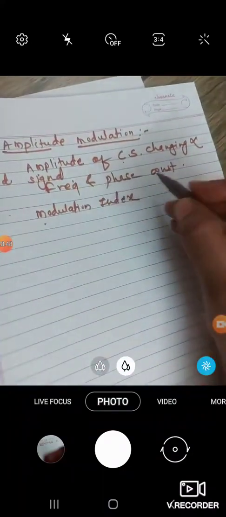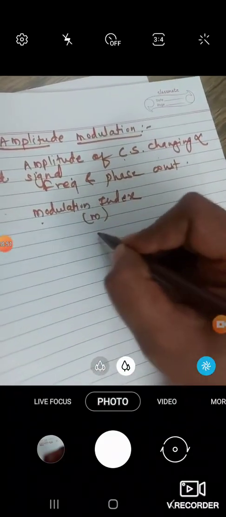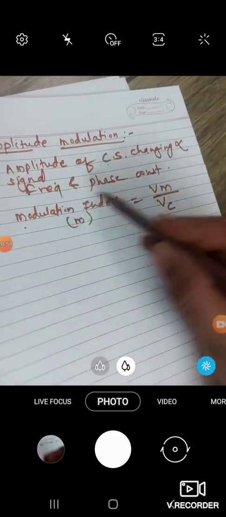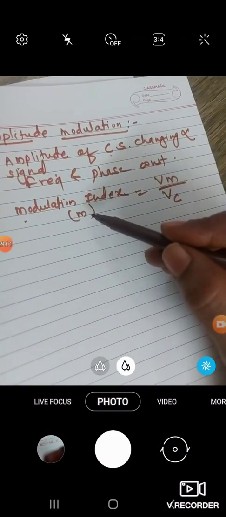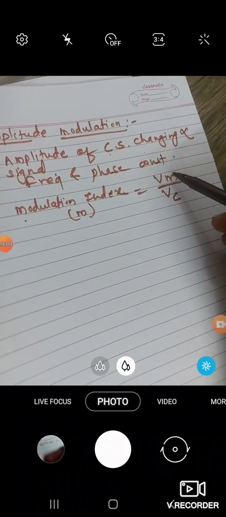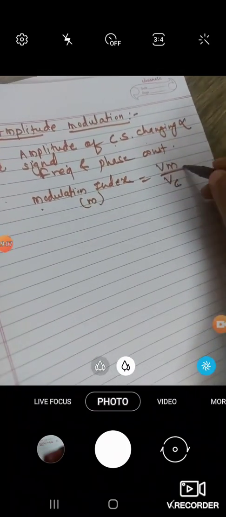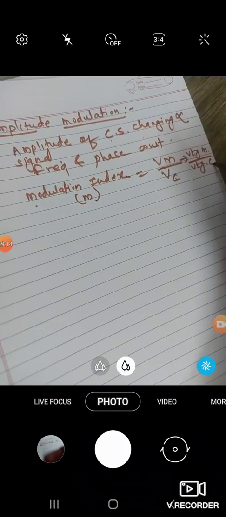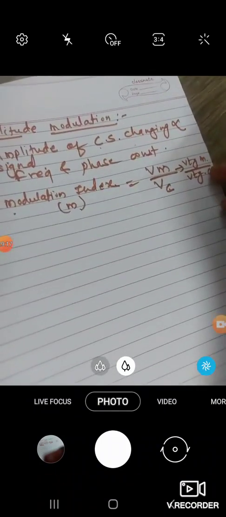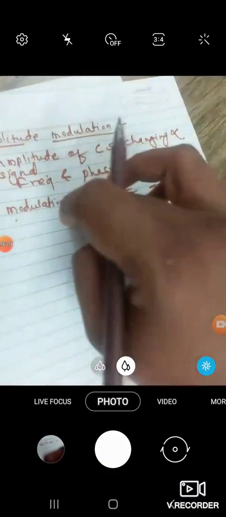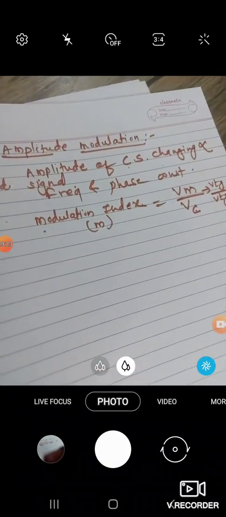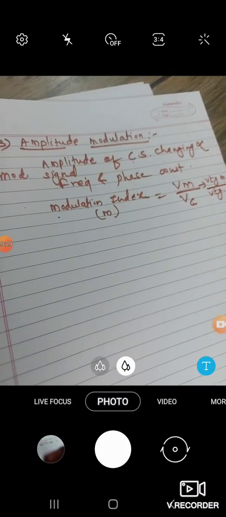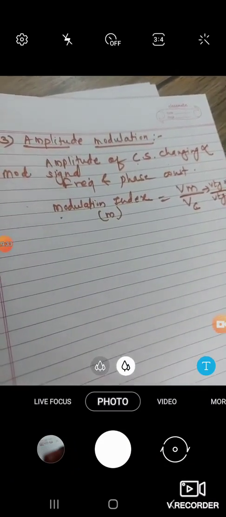So there is one term in amplitude modulation called modulation index, which is denoted by the symbol small m. Modulation index is given by the ratio of Vm by Vc. Vm means the voltage of the modulating signal, and Vc means the voltage of the carrier signal. So the ratio of Vm and Vc defines the value of modulation index in amplitude modulation. Based on the value of this modulation index, there are three conditions in amplitude modulation.